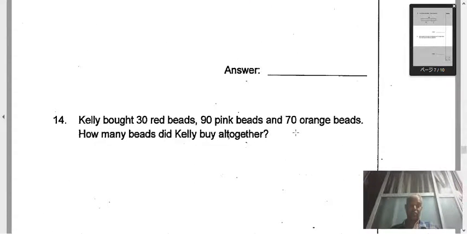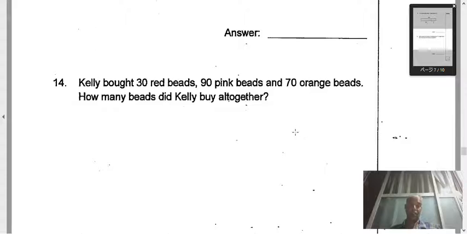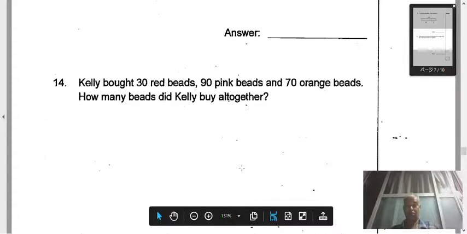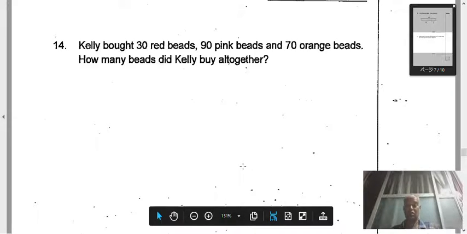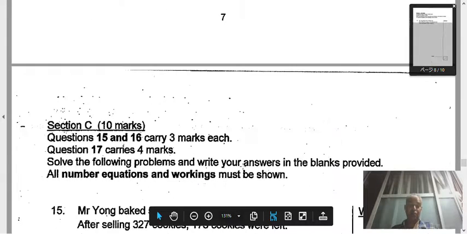Alright, going to the next question. Now Kelly bought 30 red beads, 90 pink beads and 70 orange beads. How many beads did Kelly buy altogether? Subtraction or addition, what to do? Please go ahead. Next is section C.